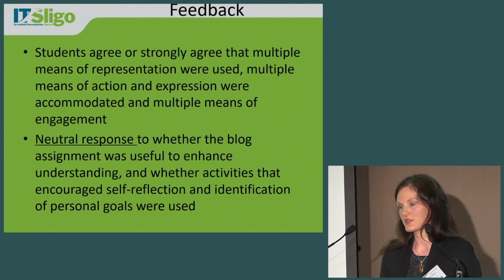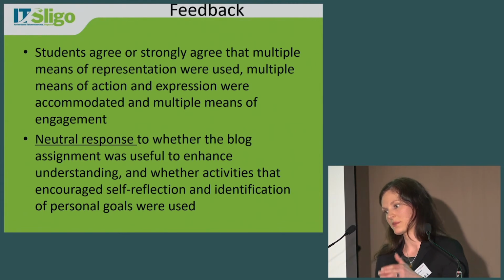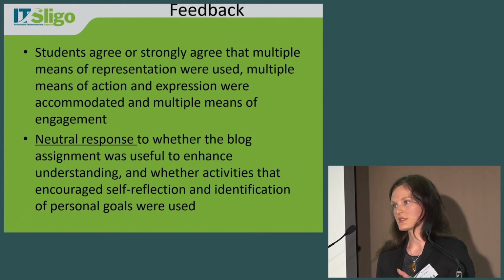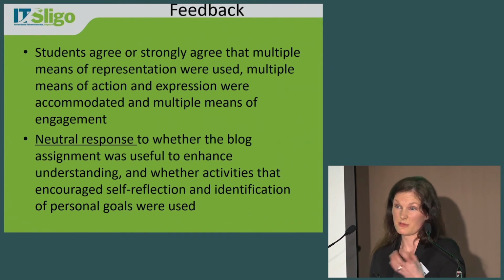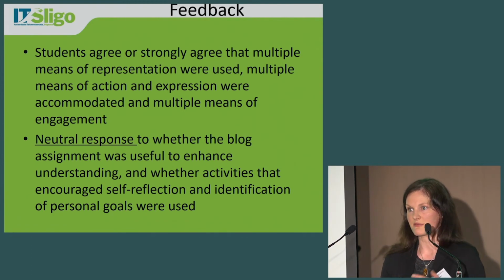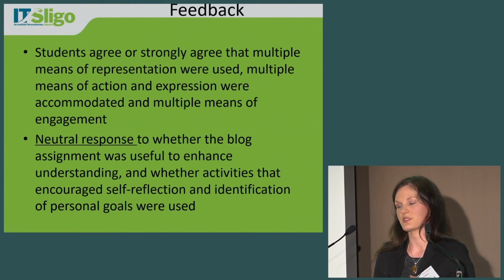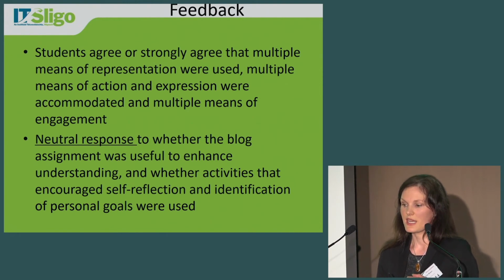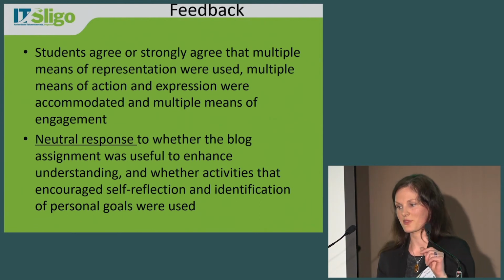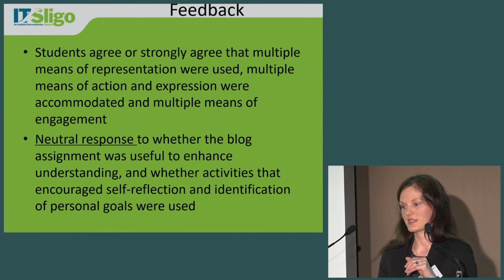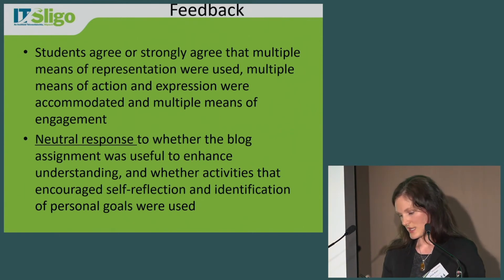So I did survey the students then at the end of term. I'd survey them at the beginning, but at the end of term again, just to see, had I kind of met these UDL principles? So they were the list of questions I gave them. They agreed or strongly agreed that multiple means of representation, multiple means of action and expression, and multiple means of engagement were used. There was a neutral response as to whether the blog assignment was useful to them to enhance their understanding, so I'll develop that a bit further in the next slide, and whether their activities encourage self-reflection and identification of personal goals. So that's something for me to think about and work on.